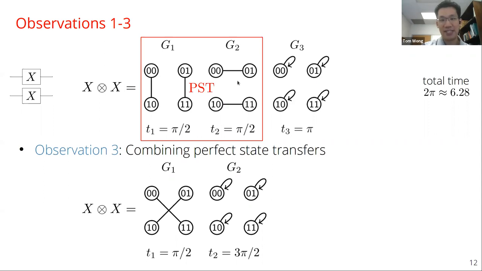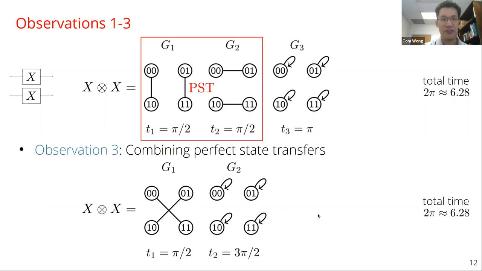And then there are some phases that I mentioned, so you have to adjust for the phases. Let me move that zoom bar. That's what causes this runtime to go from π to 3π over 2. It's because we had to adjust for the phases from perfect state transfer. So what we get here is that we've reduced it from 3 graphs to just 2 graphs. And the total time is actually still this 2π that we had up here. But it is still simpler in a way because you have 2 graphs instead of 3 in the sequence.